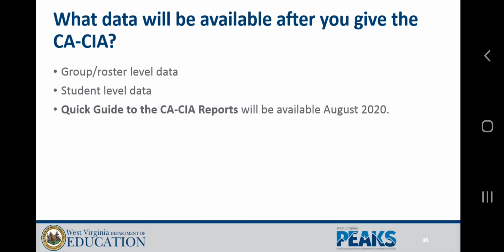What data will be available after you give the CA/CIA? You will get group roster level data, student level data, and in August, we will have a quick guide to the CA/CIA reports available for you.